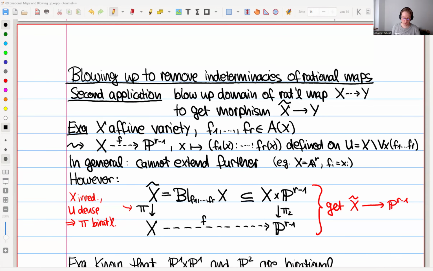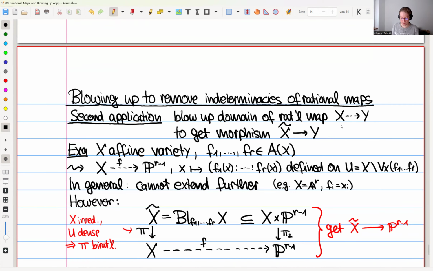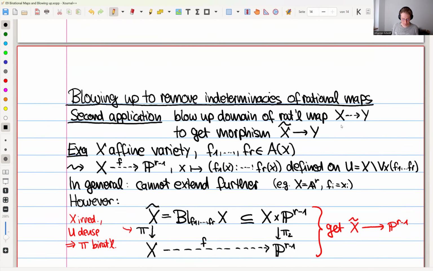Okay, so before we conclude the chapter about blowups, there's one more nice application that I want to mention, namely that by blowing up, we can take these rational maps that we have started with, and sometimes we can make them into actual morphisms by taking a blow up of the domain of this rational map.